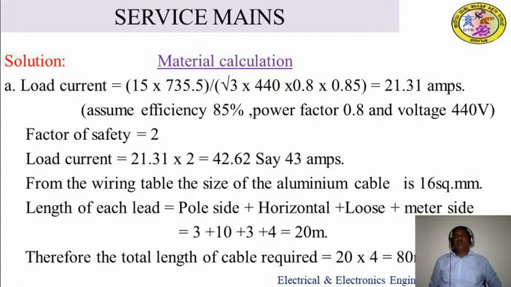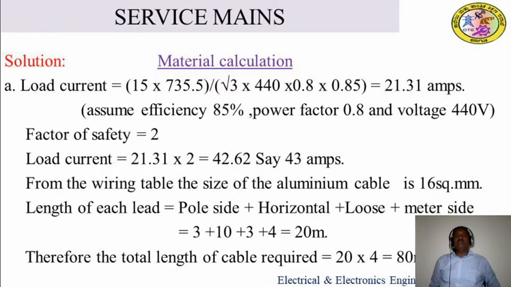In the problem, only a 15 HP load is mentioned. No voltage rating, efficiency of the machine or power factor is mentioned. So I have assumed these parameters: the efficiency of the machine should be 85%, power factor should be 0.8 and voltage should be 440 volts.